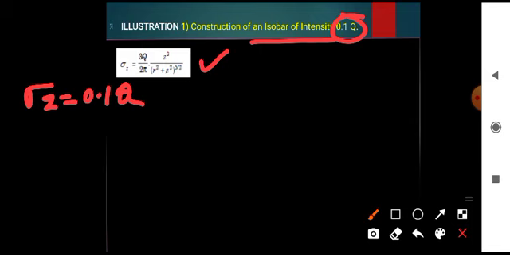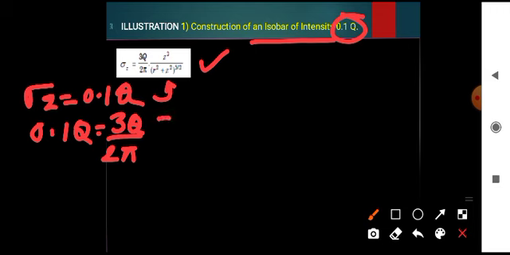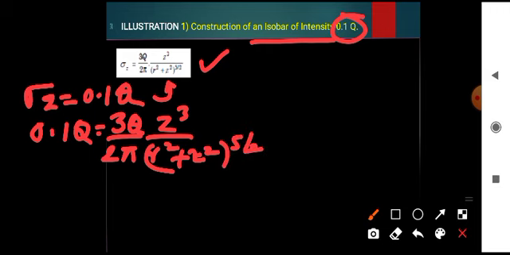So we are discussing now. It is given that 0.1 q is the loading intensity, and loading intensity is nothing but stress here. So sigma z is equal to 0.1 q. Now when we substitute sigma z equal to 0.1 q in this equation, it appears like this: 0.1 q is equal to 3q divided by 2 pi into z cube divided by (r square plus z square) to the power of 5 by 2. So q gets cancelled.